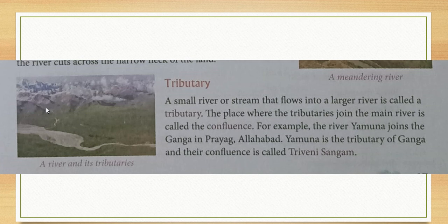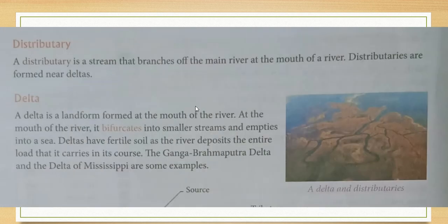Here on the left hand side of the picture you can see a beautiful picture of a river and its tributaries. Next, we are going to learn about distributary and delta. Now what is distributary? A distributary is a stream that branches off the main river at the mouth of a river. Distributaries are formed near deltas.